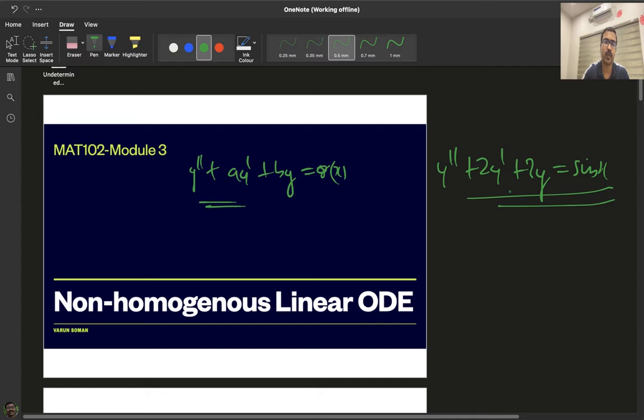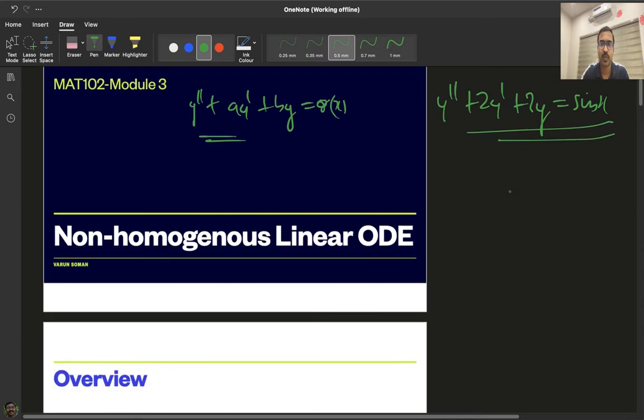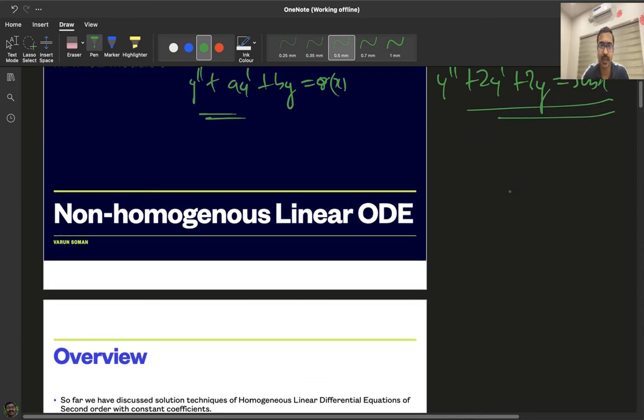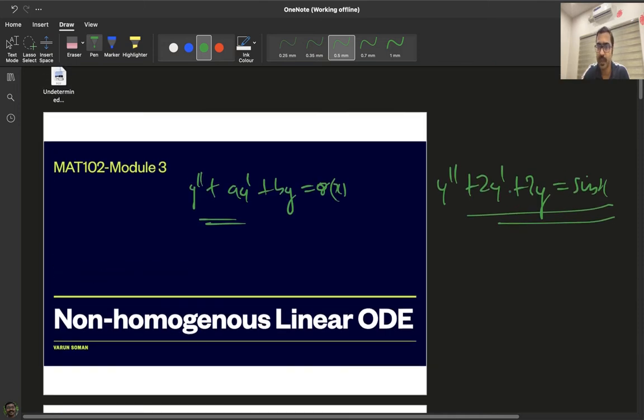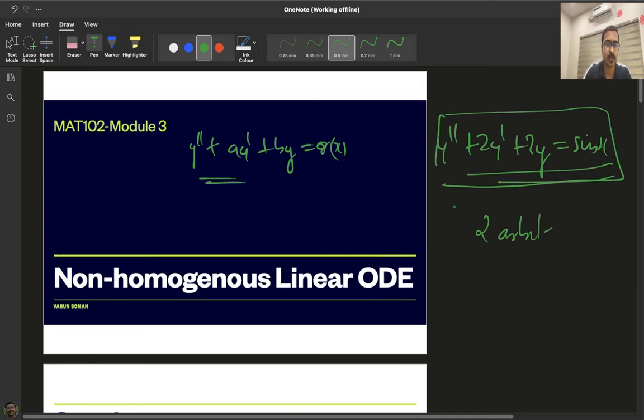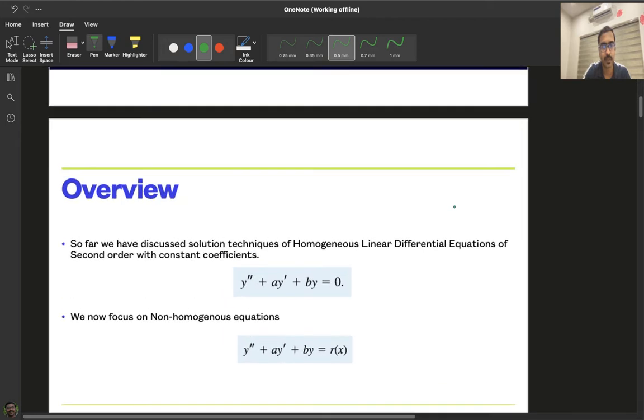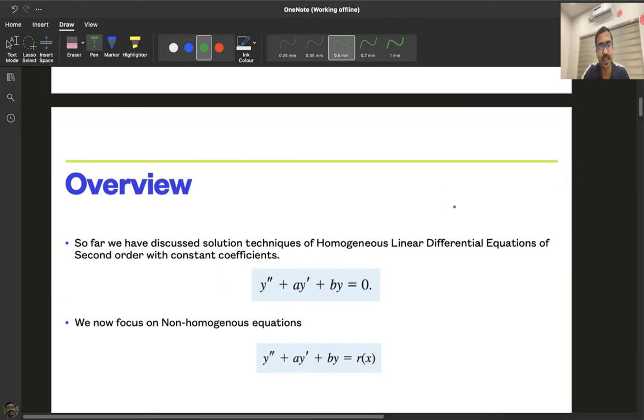I hope all these things are clear. So basically we are trying to solve a second order linear differential equation here. You know that in a second order equation the solution will have two arbitrary constants. So we will be searching for solutions to this equation which contain two arbitrary constants.